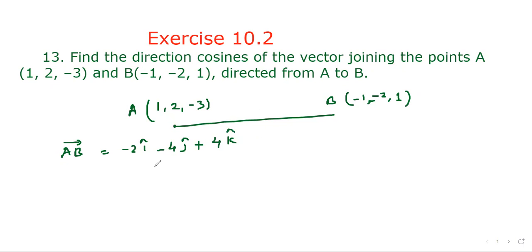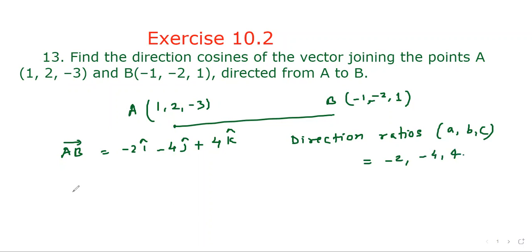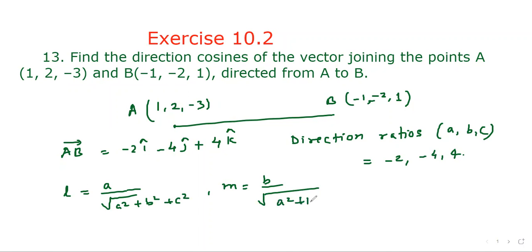So here the coefficients of i, j, k are direction ratios. Let's write them as a, b, c, which will be equal to -2, -4, and 4. Now direction cosines: l equal to a upon root of a square plus b square plus c square. It can be plus or minus. Similarly, m will be b upon root of a square plus b square plus c square, and n equal to c upon root of a square plus b square plus c square.